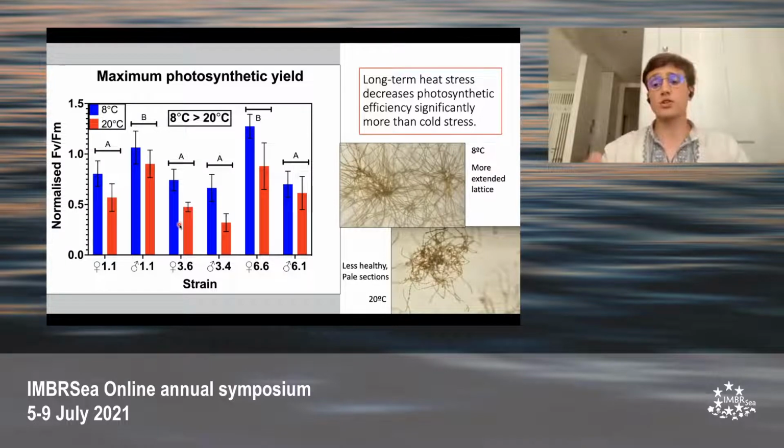Also, when we looked at pictures after 3 months, on the picture on the top, we see that the lattice of gametophytes that forms when they grow is quite extended, whereas at 20 degrees on the bottom, we see that there are bigger, thicker clusters, and we can see that quite a few cells are quite pale, which again indicates lesser health.